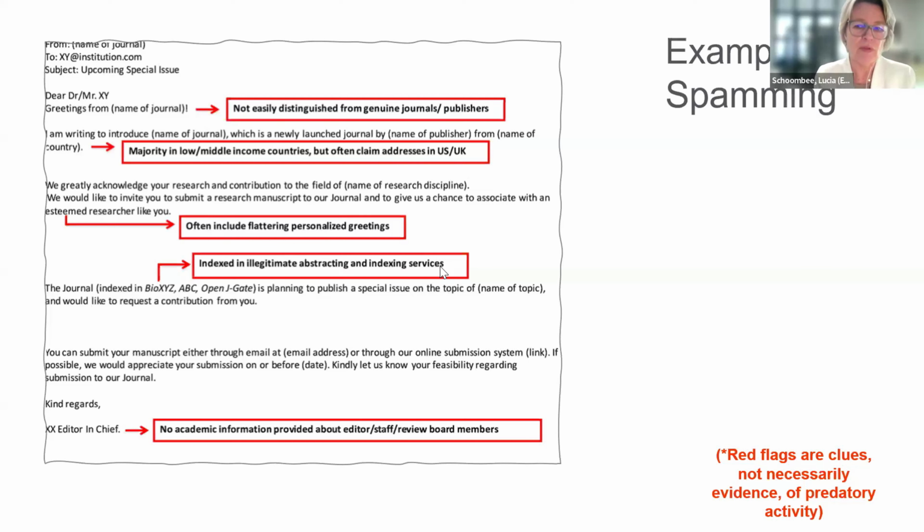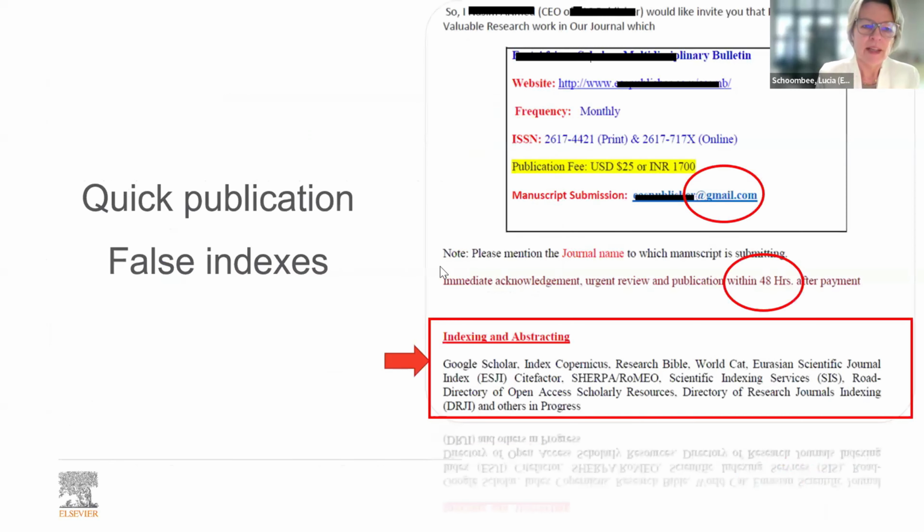Getting an invitation from a publisher or a journal editor to publish in their journal is highly unlikely, unless you are a very well-known researcher. So all of these spam letters should be taken with extreme caution. And then some of the clues would be, for instance, when they mention quick publication. So in this example, they specifically mention within 48 hours, which, as you all know, is impossible.